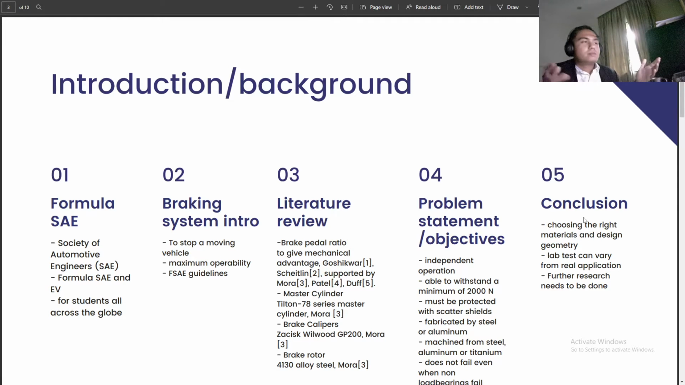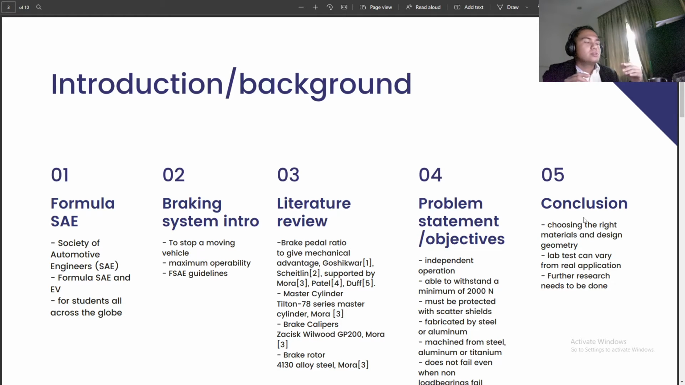The design for the brake rotor was already made by the UITM Motorsports team, so we will only be discussing what kind of materials to be used. The material chosen for this component is 4130 steel alloy. It is also used by Mora and was tested on a dynamometer test rig.